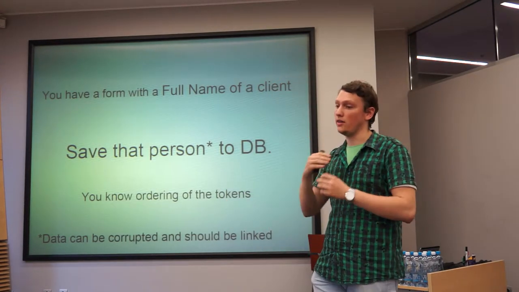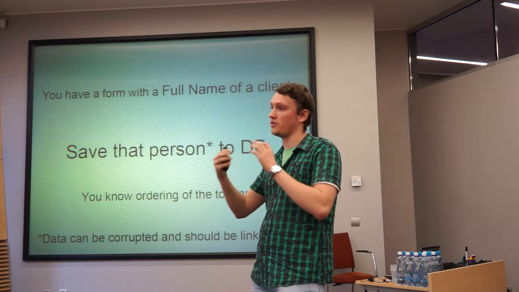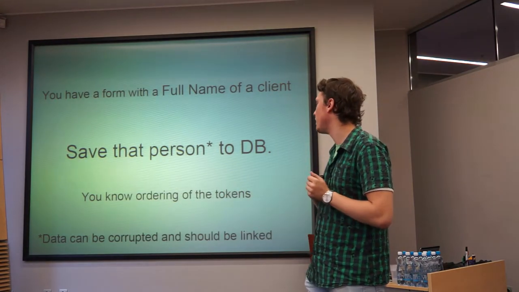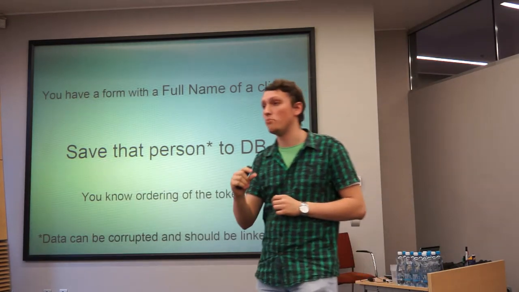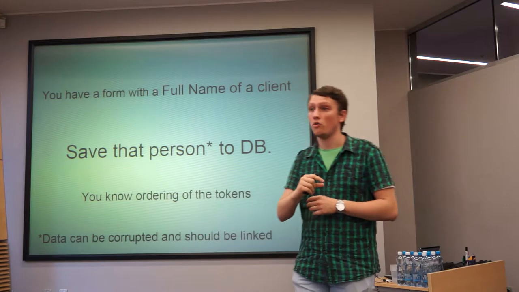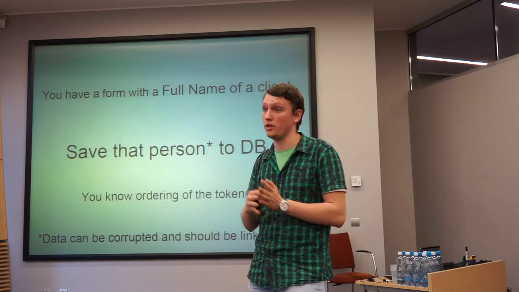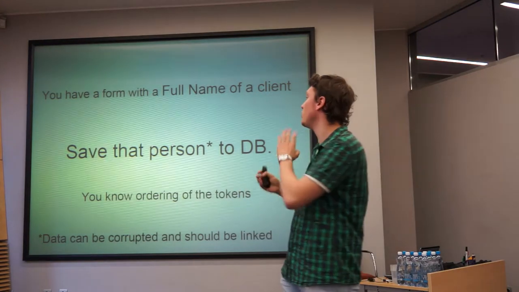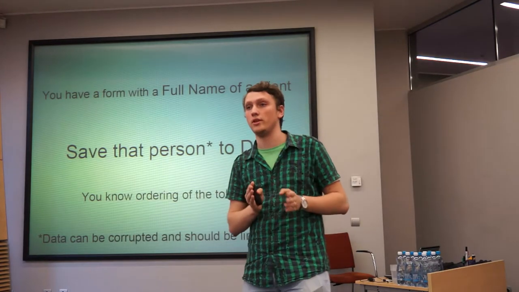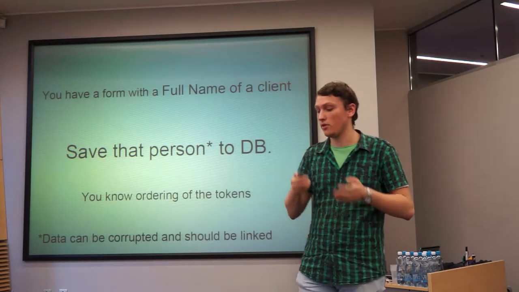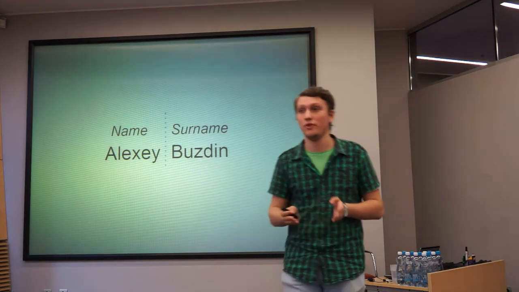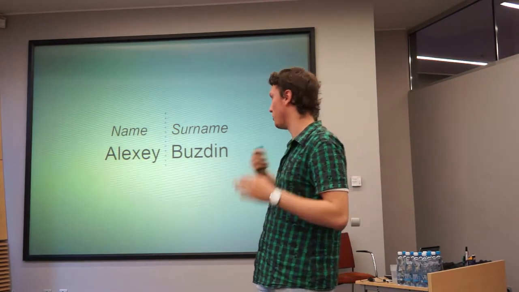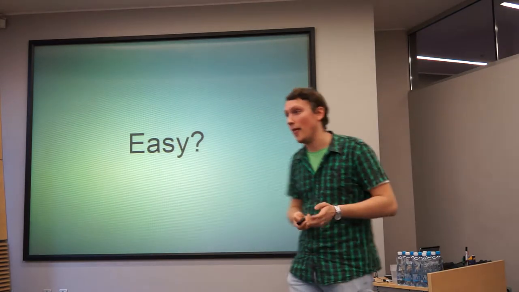And we need to look into our database and we should link it as much as possible. So we have the same person in different countries, who is traveling. We need to link it. Yeah. So the problem is, and also we need to split the full name into some tokens. For example, name and surname. It seems like a simple task. We have name and surname. We need to split it, name something, and store it into the database. But it seems easy.